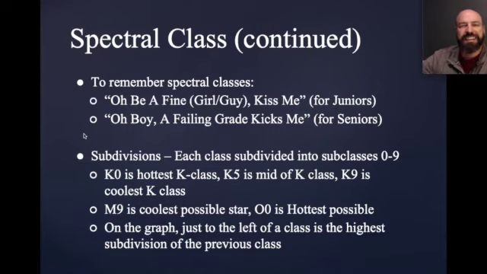Now, interestingly, these spectral classes can also be subdivided into 9 subclasses, 0 through 9. So you can have B2 or K0. So 0 being the hottest of that class in that subclass, and 9 being the coolest. So M9 would be the coolest star, O0 would be the hottest.